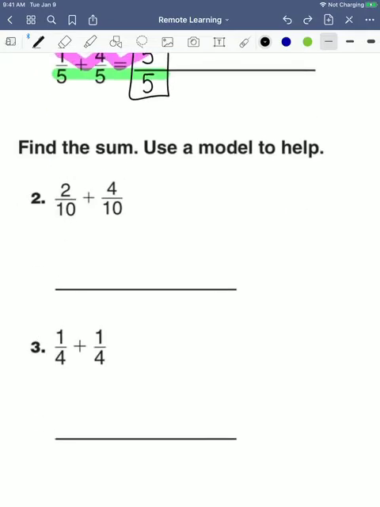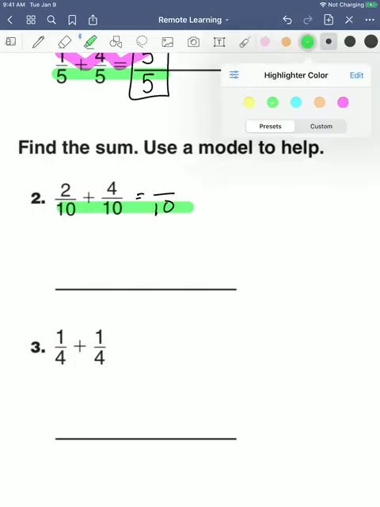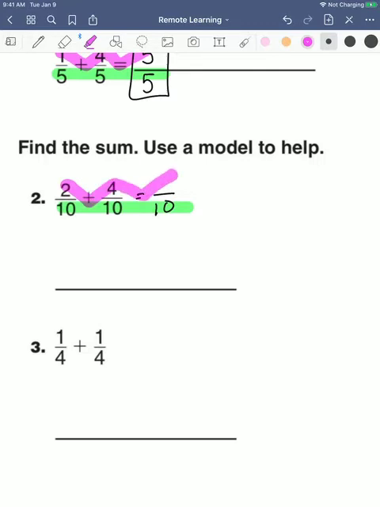Let's do this one down here. Again, I'm going to tell myself my denominator is going to stay the same. So I know my denominator is 10 because the denominator stays the same in addition. And then I'm going to just do the addition on the top. 2 plus 4 equals, well, 4, 5, 6. So that means my answer is 6/10. So 2/10 plus 4/10 equals 6/10.